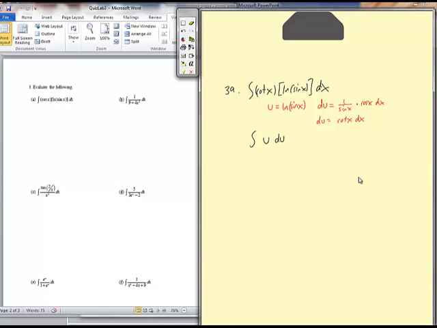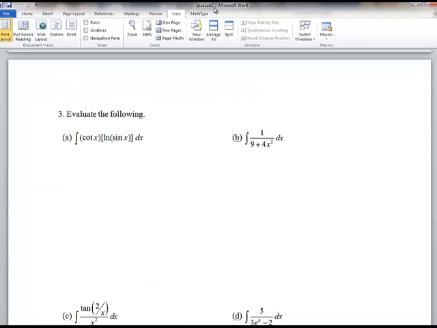That's the integral, and pretty friendly now, we know the antiderivative is 1 half u squared plus c. Resubstituting gives us 1 half the natural log of sine x, that quantity squared, plus c. Some of you wrote it as 1 half the natural log squared of sine x plus c. So that's what you should have had for 3a. It's a basic u sub.